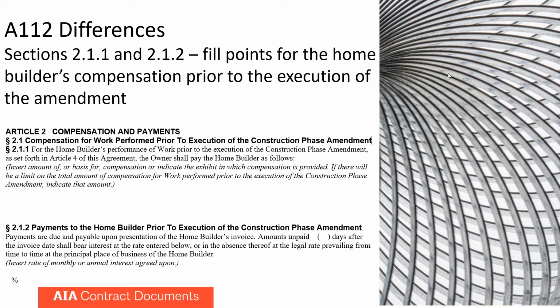The main differences, as I mentioned previously, between the A111 and the A112 is that in the A112, the home builder is also providing design services. And so because of the nature of design, you can't know the final cost and scope of the work until the design is done. So the A112 is broken up into the two pieces. The agreement itself, which has all the same terms that you see in A111, and Exhibit A, which contains specific information about the cost, the scope, and the timing.